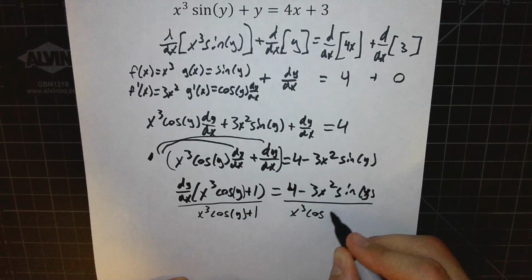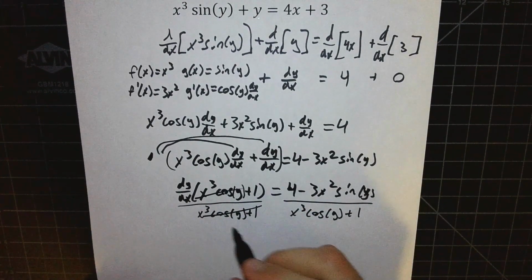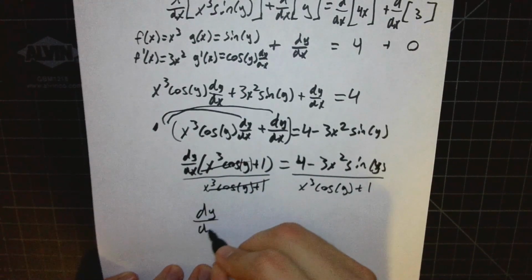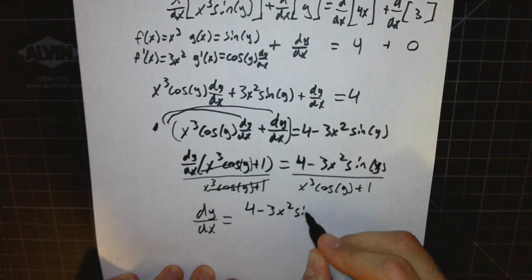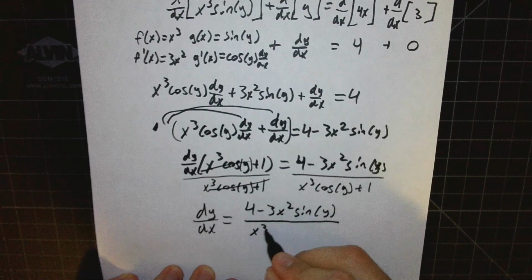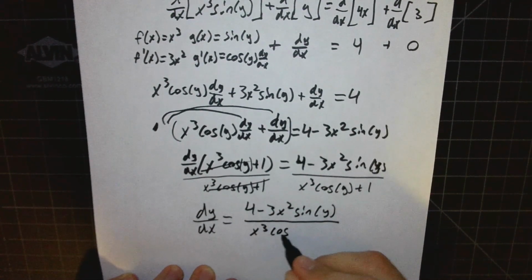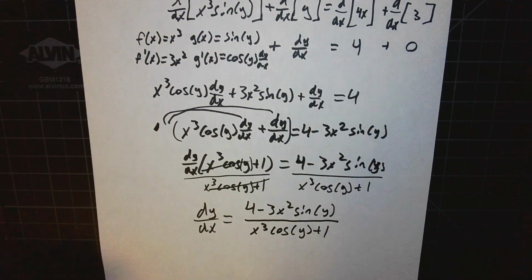x cubed cosine y plus 1. And so these will cancel. So then we'll have dy/dx is equal to 4 minus 3x squared sine of y, all over x cubed cosine y plus 1. Now, if we wanted to find the slope at a point on the equation, we could plug in a y and an x, and then that would give us our slope, because that's what our derivative is. So we've successfully implicitly differentiated this equation.